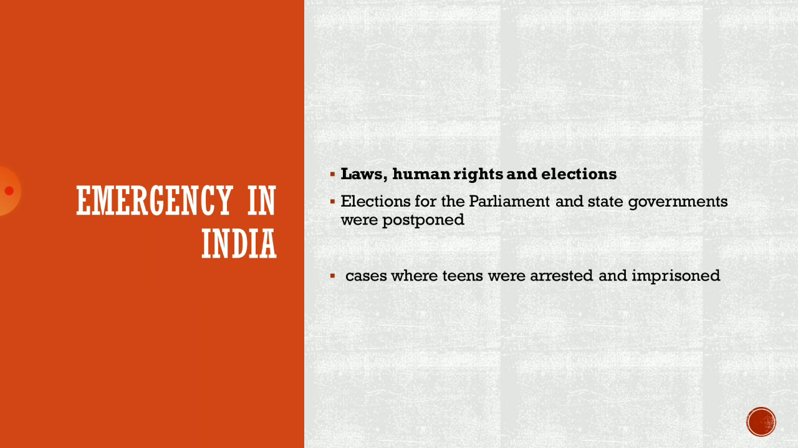So now let's talk about the laws, human rights and elections. Elections for the parliament and state governments were postponed. Definitely there is emergency, how will you go into election, because you cannot go out of your homes or take stringent measures. Gandhi and her parliamentary majorities, Gandhi means Indira Gandhi here, not Mahatma Gandhi or Jawaharlal Nehru or Rajiv Gandhi or Rahul Gandhi or Sonia Gandhi, could rewrite the nation's laws, since her Congress party had the required mandate to do so.